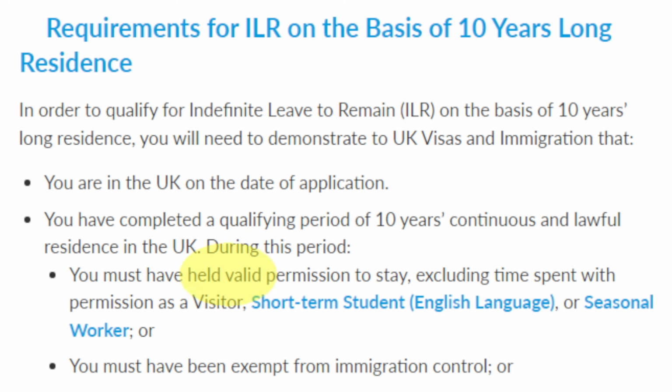You must have held valid permission to stay, including time spent with permission as a visitor, short-term student English language or seasonal worker, or you must have been exempt from immigration control. So it clearly says that any time you have spent on a visitor visa, short-term study visa or seasonal worker visa won't be included towards the 10-year ILR route.